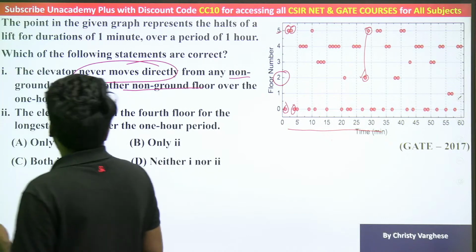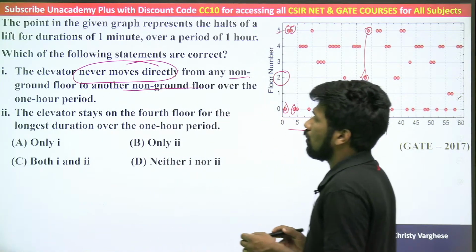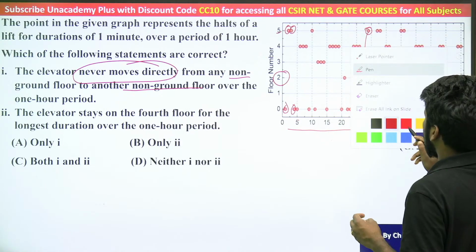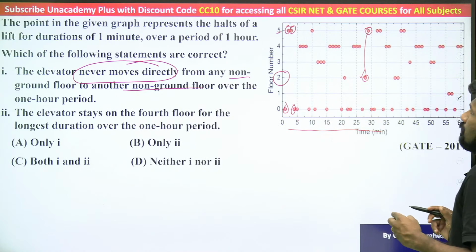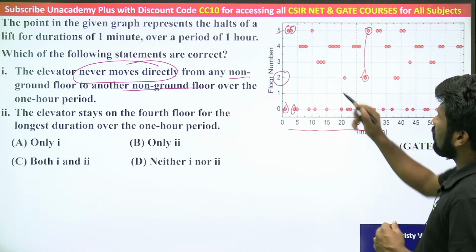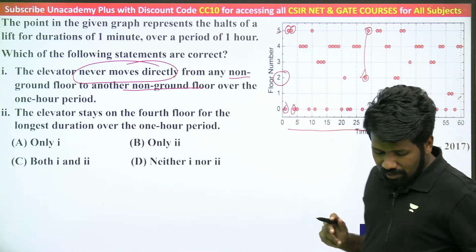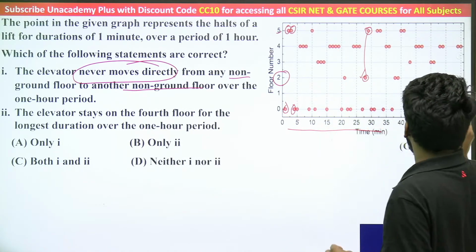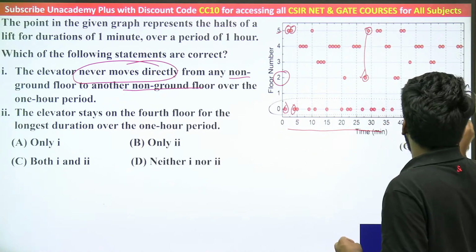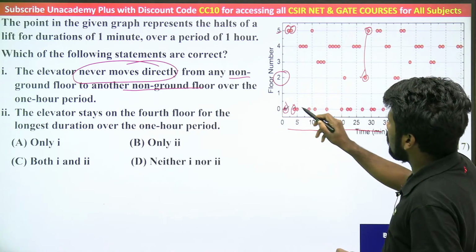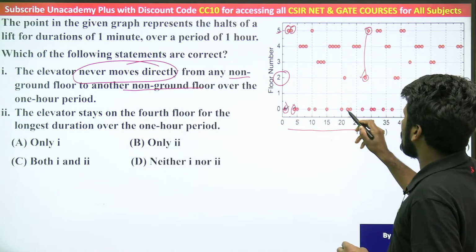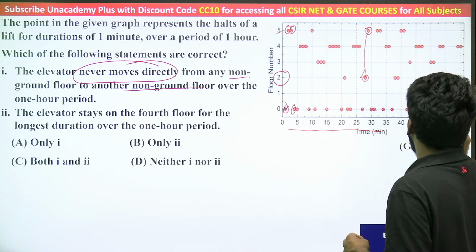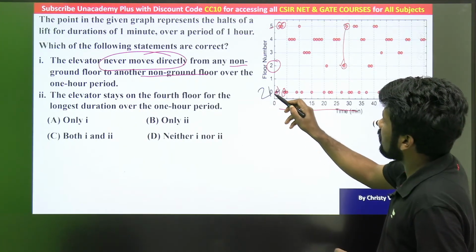Second statement kya hai? The elevator stays on the fourth floor for the longest duration over the 1 hour period. So fourth floor में maximum time stay किया है. Maximum time means how many dots are there, that many minutes it is on that floor. That is the meaning. So throughout the floor, if you count these dots, 1, 2, 3 minutes, 4, 5, 6, 7, 8, 9, 10, 11, 12, 13, 14, 15, 16, 17, 18, 19, 20, 21. So 21 minutes it is on the ground floor.